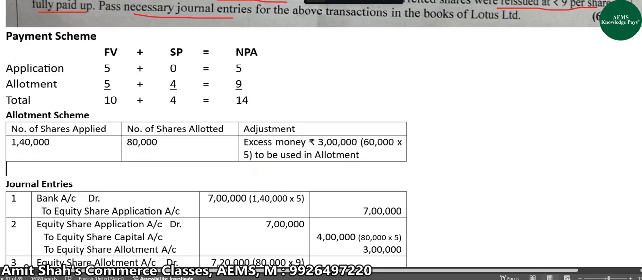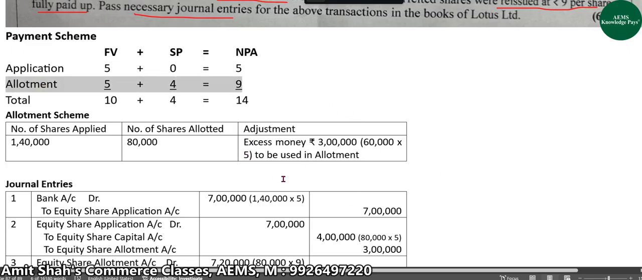So, if they're telling that the excess has been compensated at allotment time, we won't take the allotment money. It's only the application money. Yes, correct. We will take only this amount, plus in case you have something in premium, that also will come here. But not this amount at all.